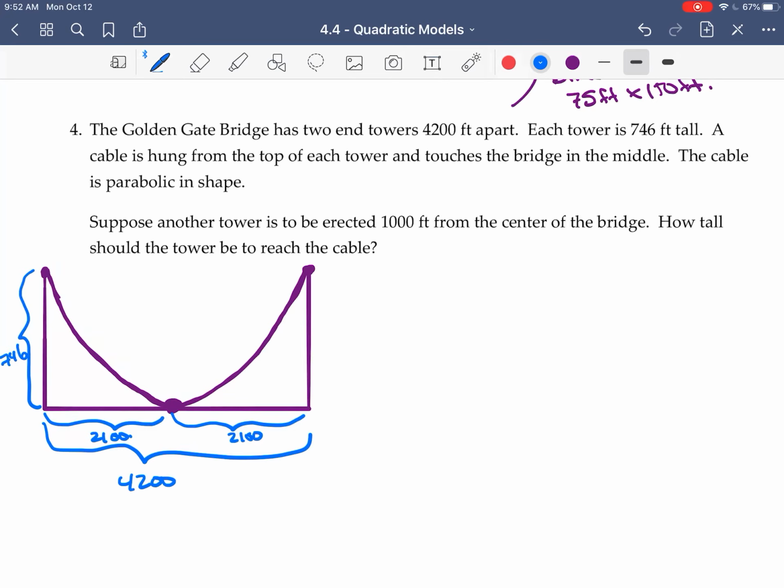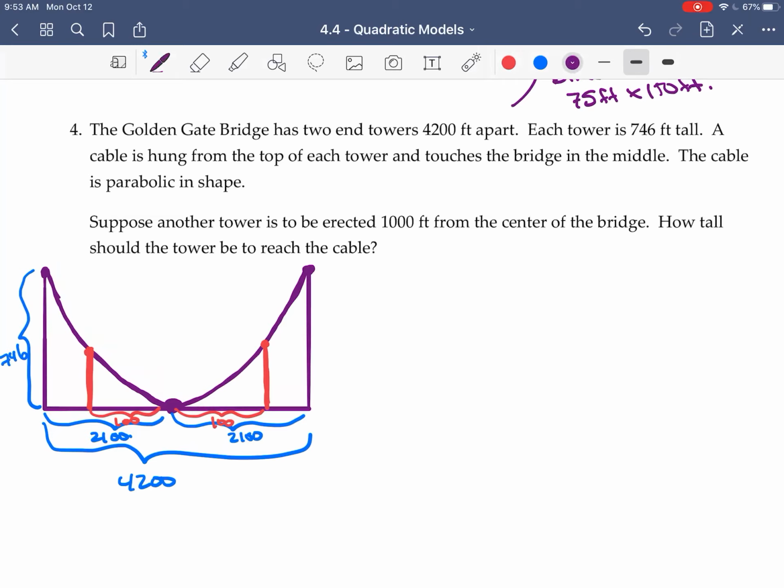So now, suppose another tower is going to be erected 1,000 feet from the center of the bridge. Okay, and we want to know, so this is the new tower. Okay, so there's our new tower, and we know that this distance here is 1,000. Okay, and there's, I guess, one over here as well. Okay, so this distance is also 1,000. So we want to know how high it needs to be. Okay, so we want to know the height.